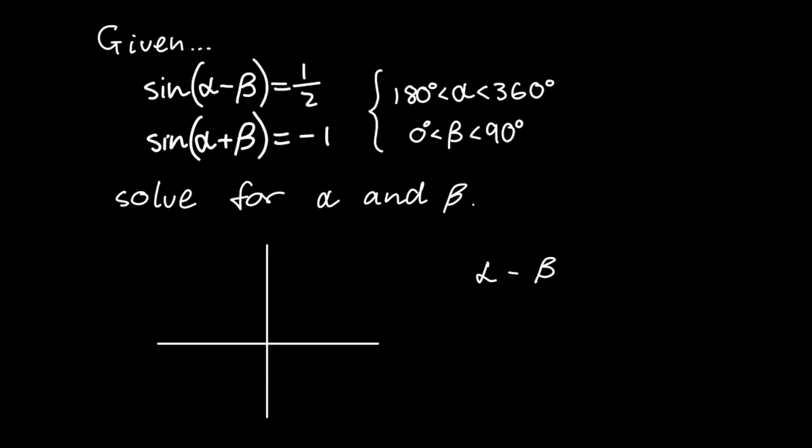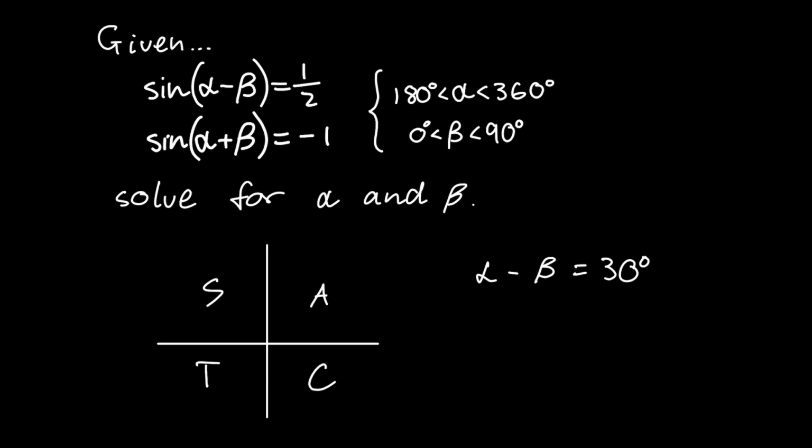So sine of alpha minus beta equal to 1 over 2 means that alpha minus beta has to be equal to 30 degrees. But there's a twist, and there's something important to note. We know that in the first quadrant, all trig ratios are positive. In the second quadrant, sine is positive, in the third, tan, and in the fourth, cosine. So now we have a sine problem here, and our solution is positive. So we're going to have an angle that's either in the first quadrant or the second quadrant.